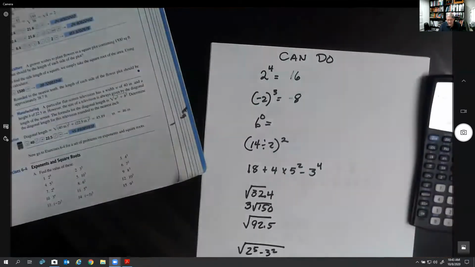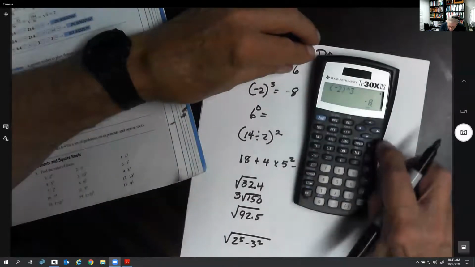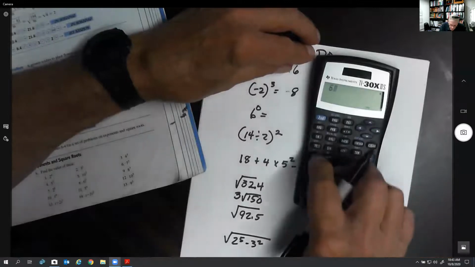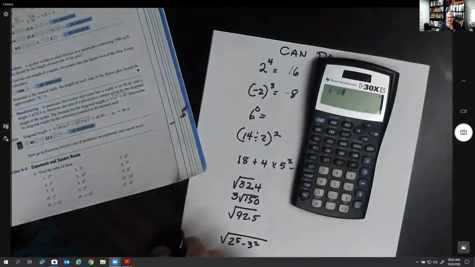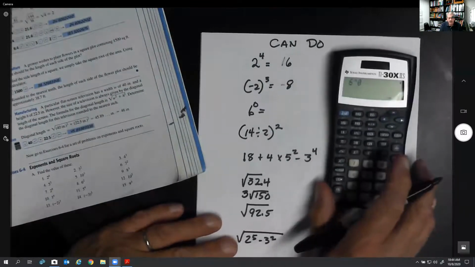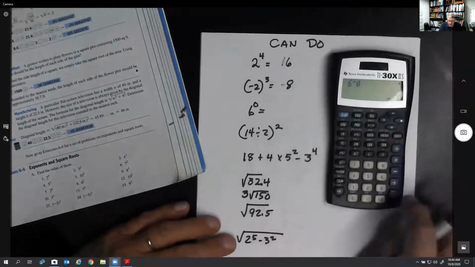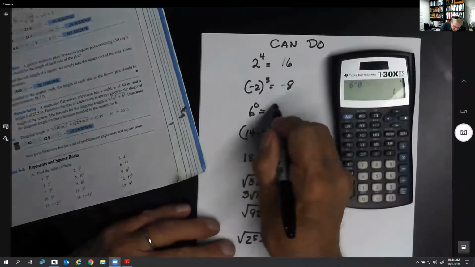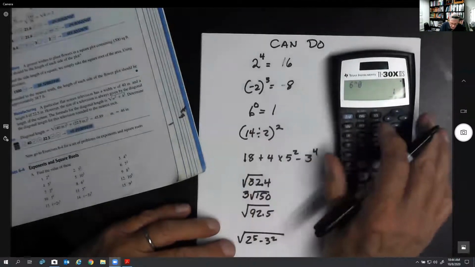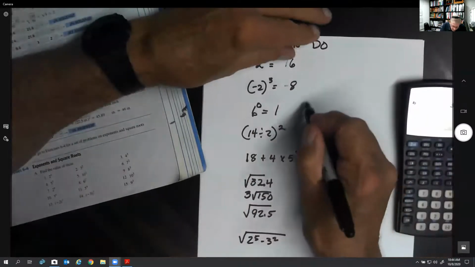Here's one. What about 6 to the 0? Let's try it on a calculator. 6 raised to the 0 power. What do you think the answer is going to be? Most people would say 0, but it's 1. Anything to the 0 power is 1. Doesn't matter what the number is.